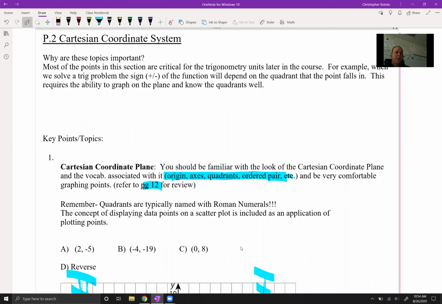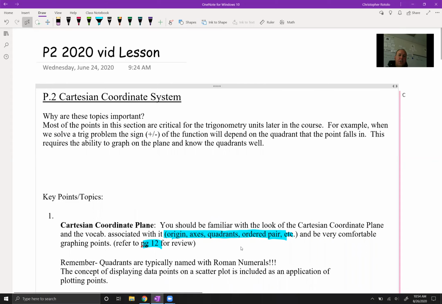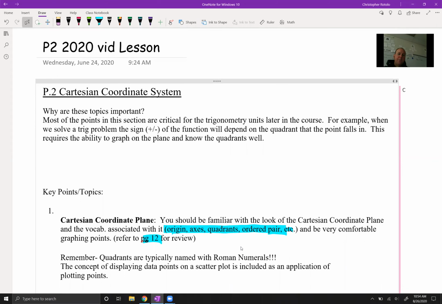All right, here we are. We're going to talk about the second section in the prerequisite chapter here for PreCalc. And we start off by just talking about the Cartesian coordinate system.